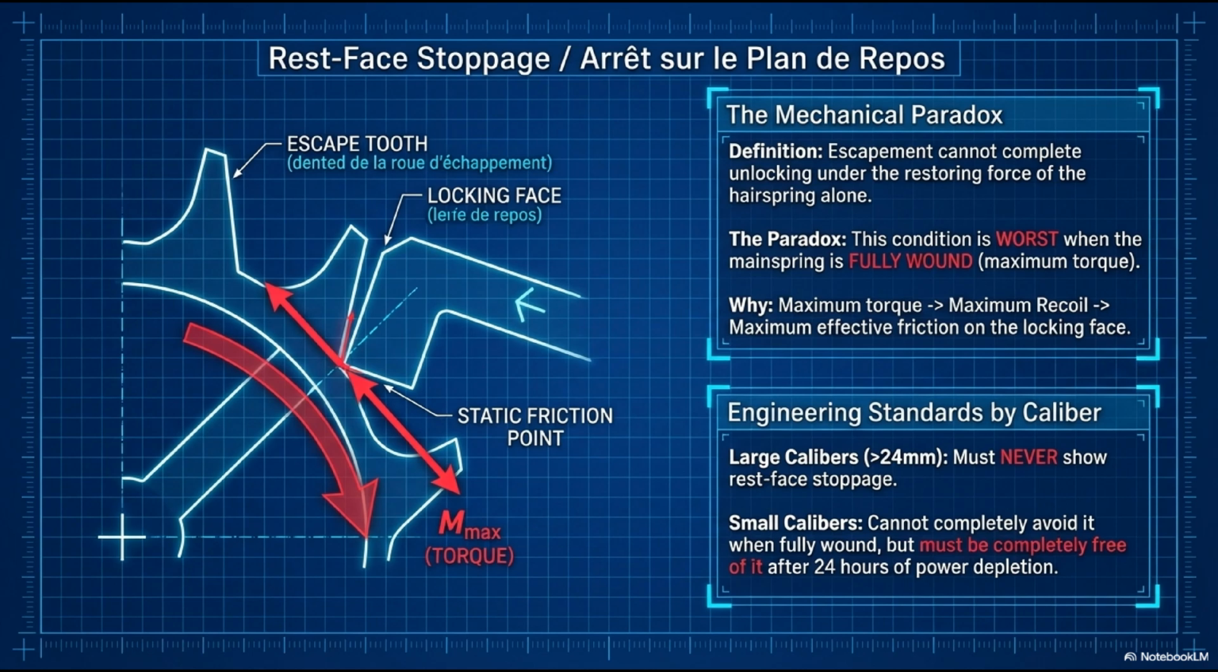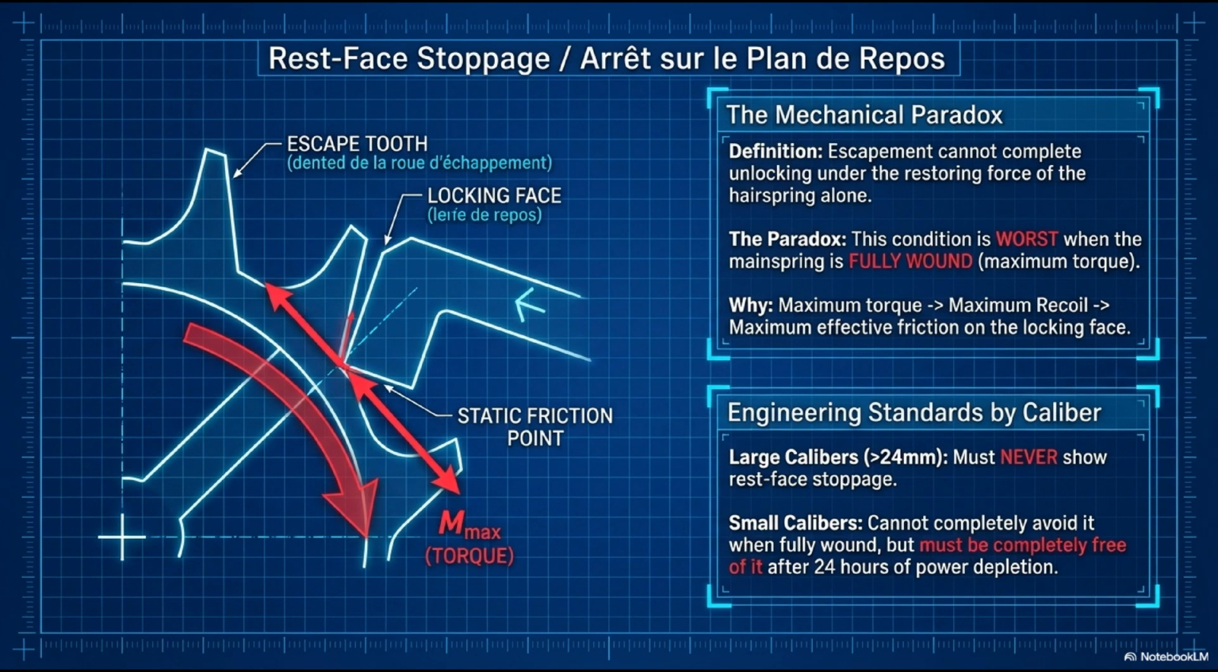The mechanical paradox highlighted on this slide: this condition is worst when the mainspring is fully wound, at maximum torque. This is counterintuitive. You'd think maximum torque makes unlocking easier. But the opposite is true. Maximum mainspring torque produces maximum normal force of the tooth against the locking face. This maximum normal force produces maximum geometric recoil during unlocking. The tooth is being pushed backward harder.